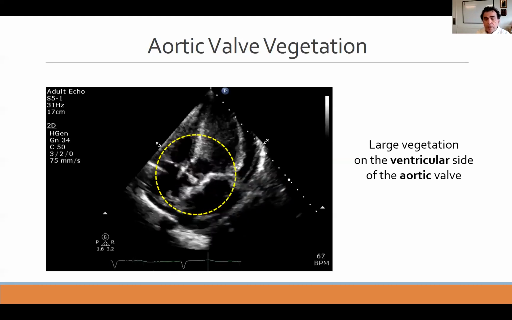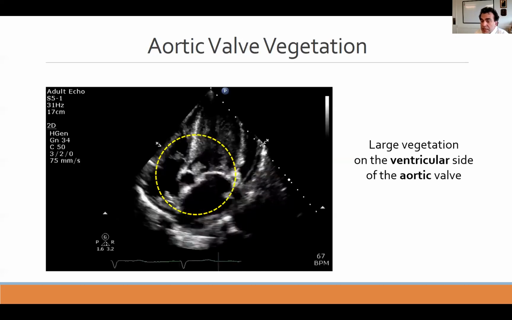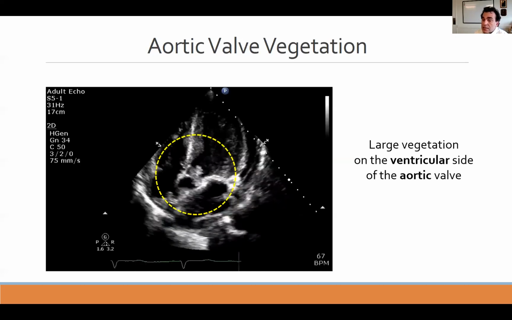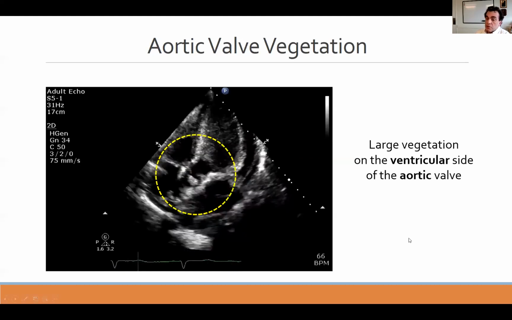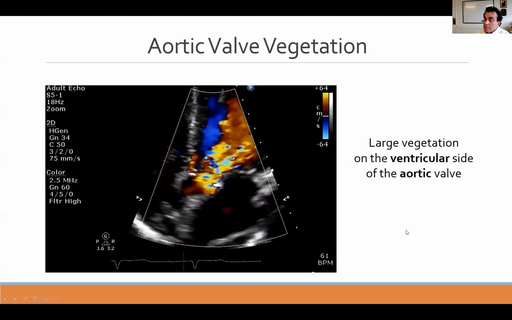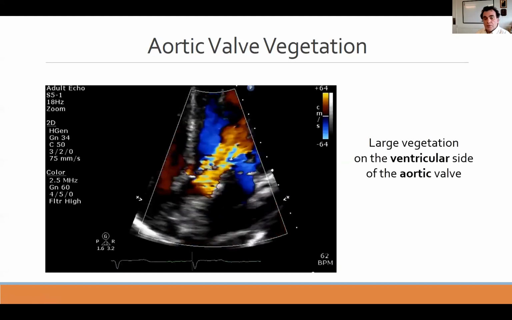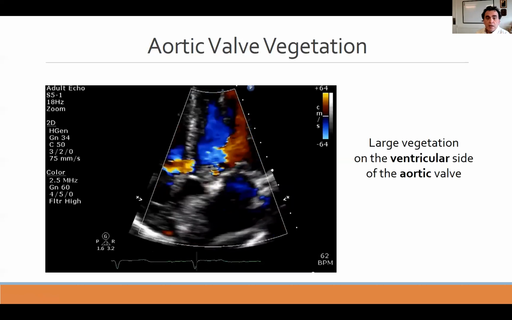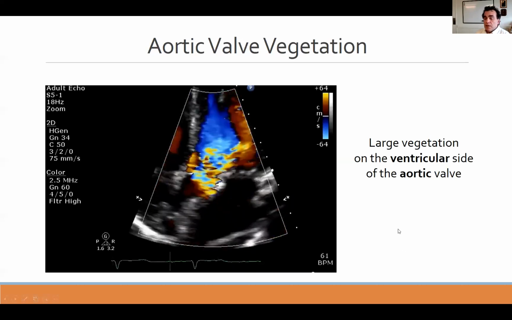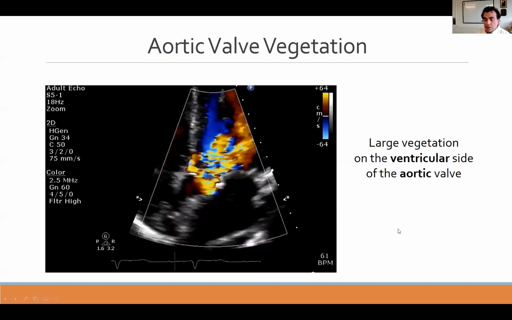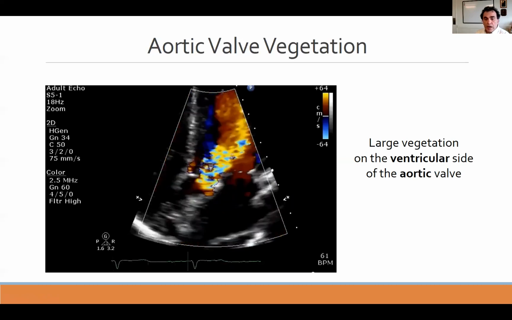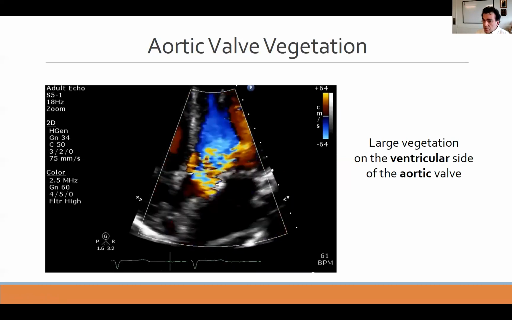Now remember, on the mitral and tricuspid valve, vegetations tend to occur on the atrial side, as opposed to vegetations on the aortic and the pulmonic valve, which tend to occur on the ventricular side. The common theme is the flow side of the valve. If we turn on the color, we clearly see there is a severe acute aortic regurgitation as a complication of aortic valve vegetation and endocarditis.